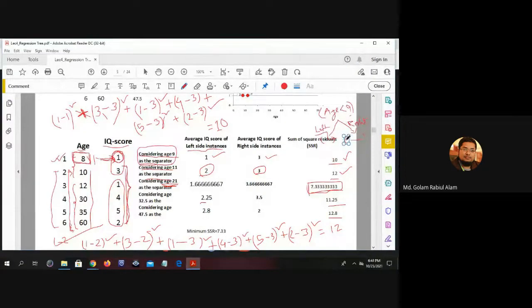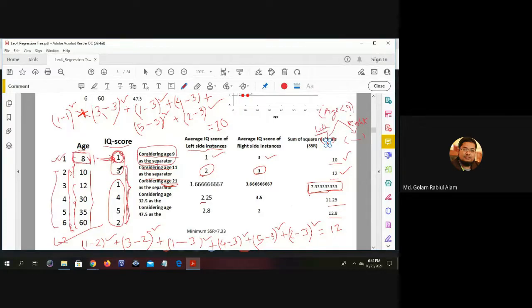So in the right side, all other observations are here. What I have to do is take the average of all the other observations, the average of the left side IQ score and the average of the right side IQ score. For the left side IQ score, in this case, there is only one IQ score, which is 1. If we take the average, it will be 1. Then the average of the right side IQ score.